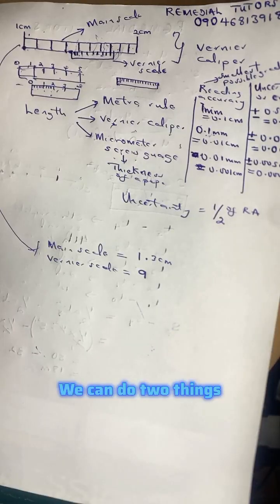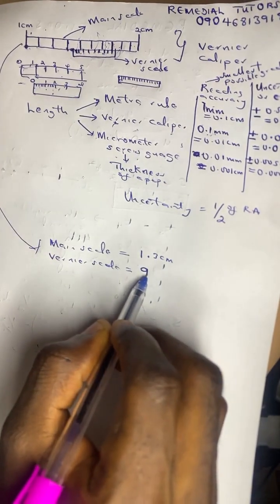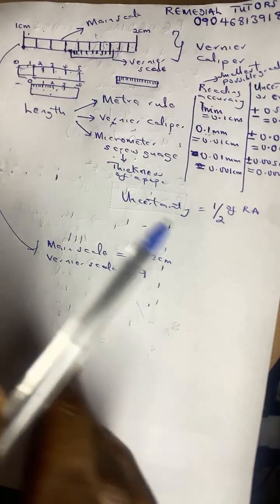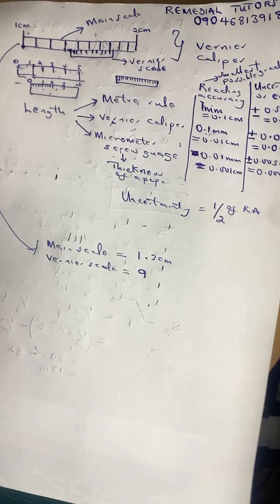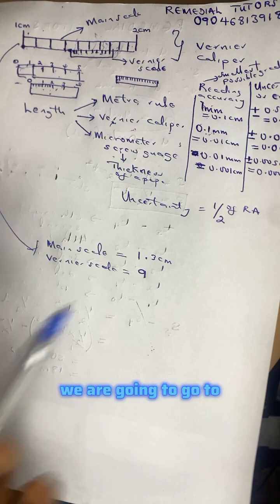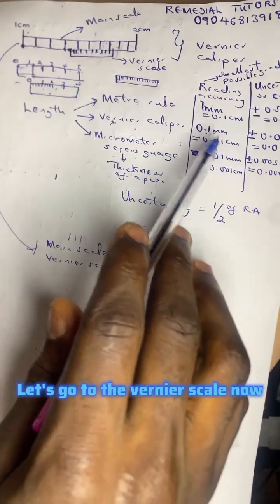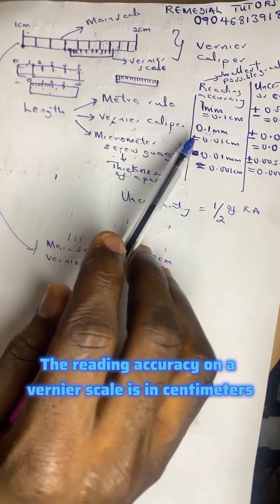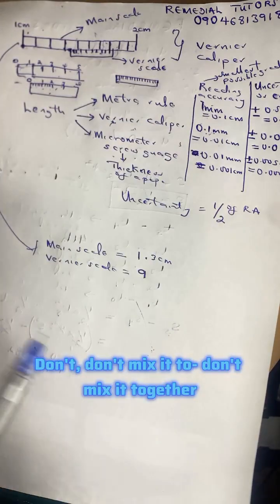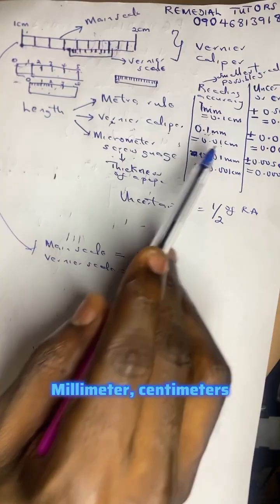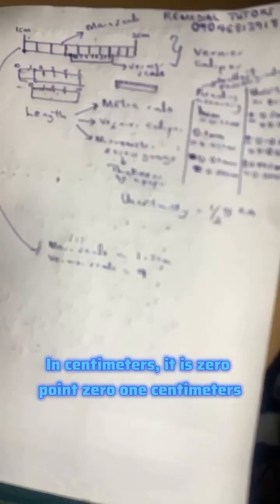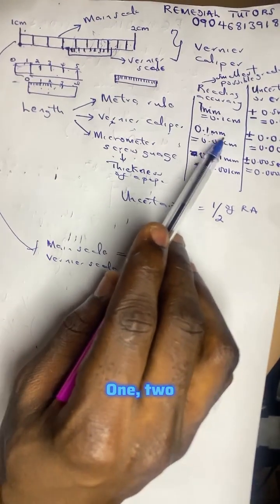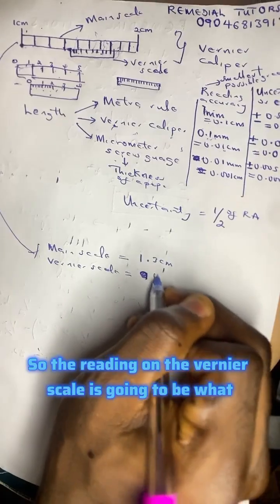We can do two things. We can either multiply this 9, because this is the vernier scale. The reading here is not a normal reading. So to read what is here, we are going to go to the vernier scale. Let's go to the vernier scale now. What is the reading accuracy on a vernier scale? The reading accuracy on a vernier scale, in centimeters, take notes, don't miss it, is 0.01 centimeters. So it is in 2 decimal places.